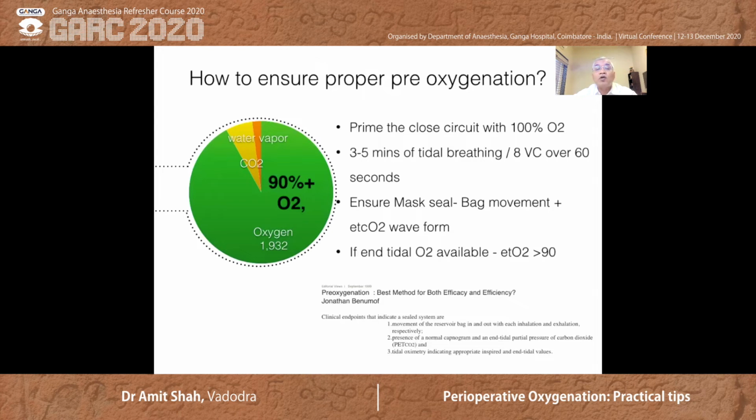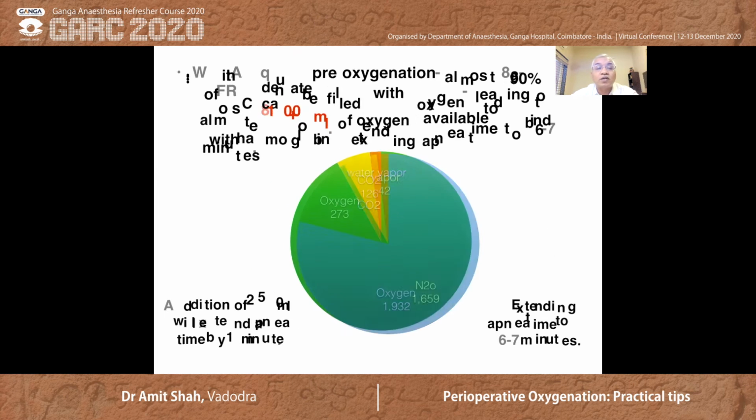So all in all, how to ensure proper pre-oxygenation? You must prime your circuit, if you're using closed circuit, with 100% oxygen, with the various methods and time duration which we discussed: 3 to 5 minutes of tidal breathing or 8 vital capacity breaths over 60 seconds. Either technique can be used if you can ensure proper mask seal. To ensure proper mask seal, you must check bag movement and proper EtCO2 waveform. And if you have end-tidal oxygen monitoring available, then end-tidal oxygen should be more than 90%.